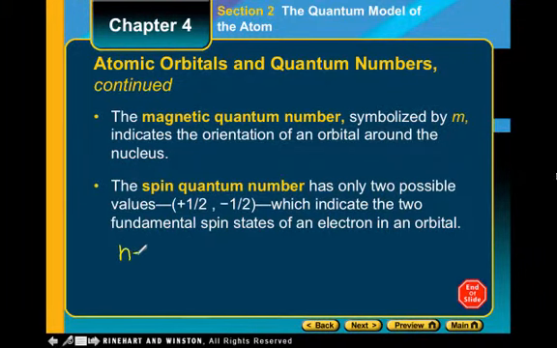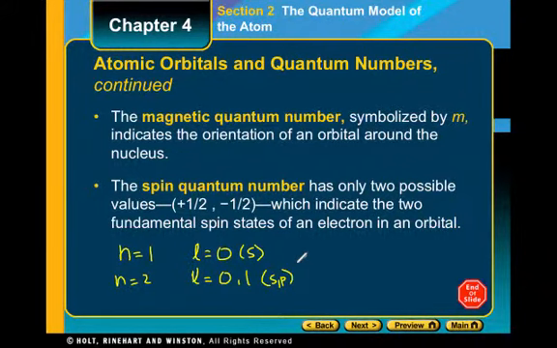Let's say if N equals 1, L would be equal 0. If N equals 2, you'd have a possibility of a 0 and 1. So this would be S, and this is S or P. So we have a 1S, and we can have a 2S. And what did the N values describe? The energy level. Yep, principal quantum numbers, and it's the energy level.